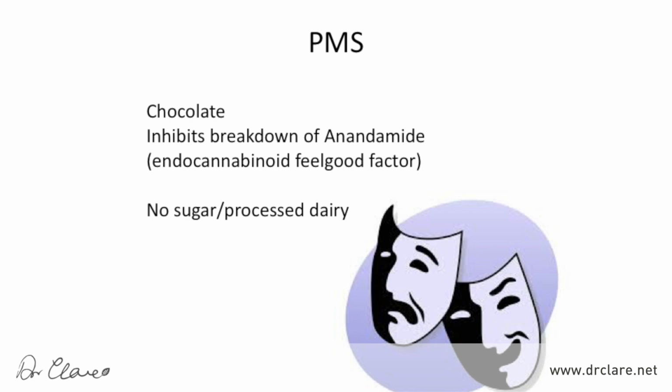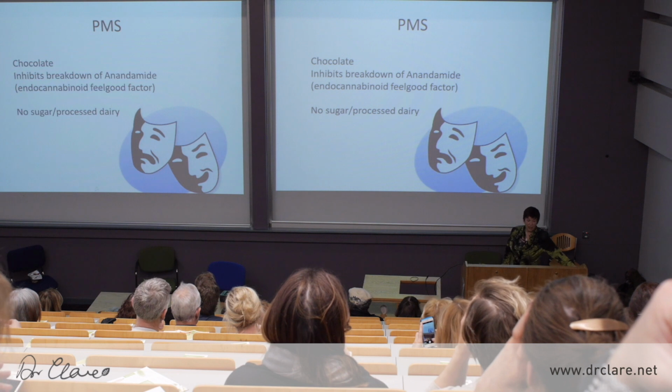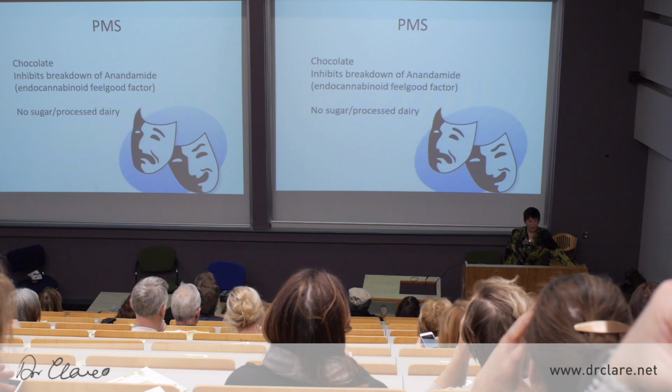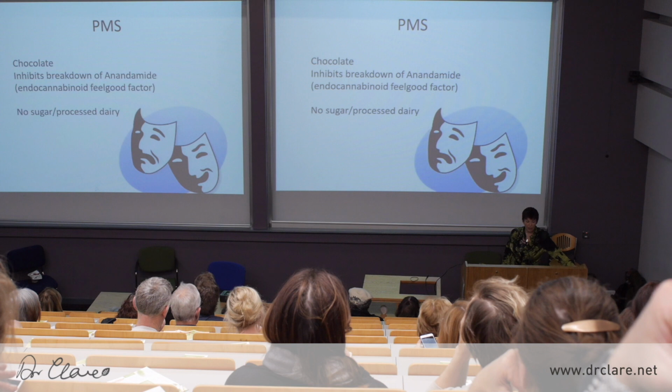So how it works, for those of you who want to know, insofar as we know at this time, remember 15 years ago we knew bugger all about endocannabinoids, what will we know about in 15 years' time? So that's like everything, it's a process evolving. So anandamide is an endocannabinoid feel-good factor, and what the cannabinoids in the chocolate do is stop the breakdown, so the anandamide stays around longer. Good to know. It's also rich in iron, so nothing wrong with a bit of dark chocolate.